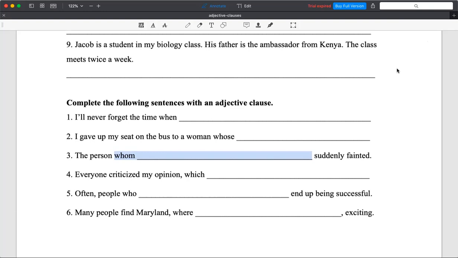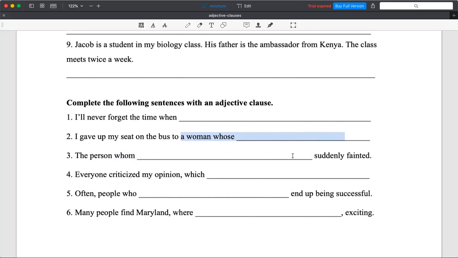I gave up my seat on the bus to a woman. So you can change your sentence for number two, Fiona. Something about the woman, something belonged to a woman whose bag was broken, whose umbrella was stolen, whose face was happy. Something related to the woman with the possession. I gave up my seat on the bus to a woman. Try again, Fiona, for number two.